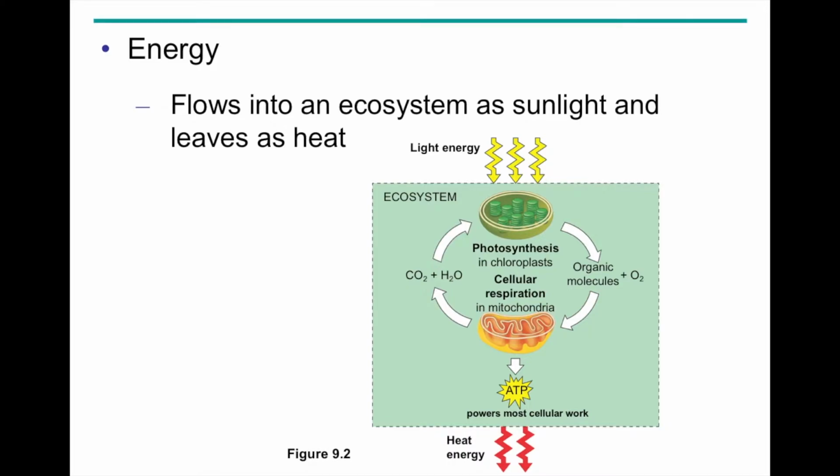Okay, so here's what we are showing in this image. Photosynthesis is our top one, happening in the chloroplast, taking that light energy, whereas cellular respiration is occurring in the mitochondria, and this is what releases ATP, which is the energy currency of the cell, and it also releases heat energy. Once again, note that plants can do both of these processes.